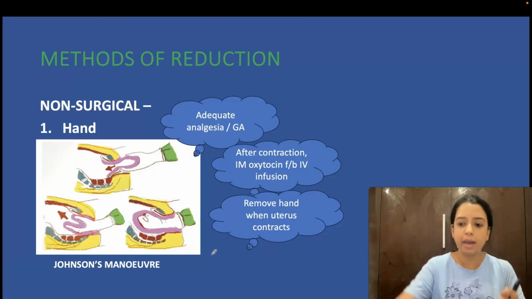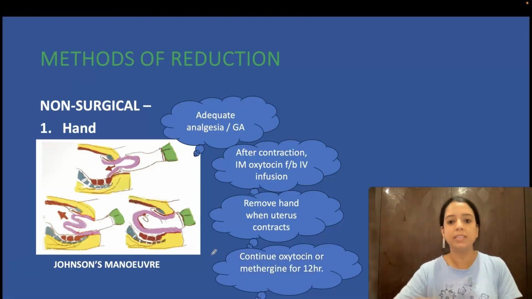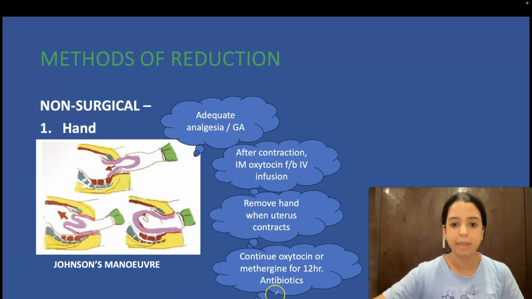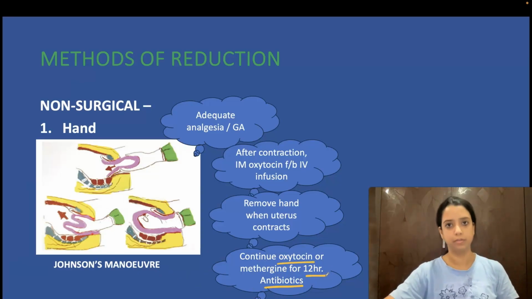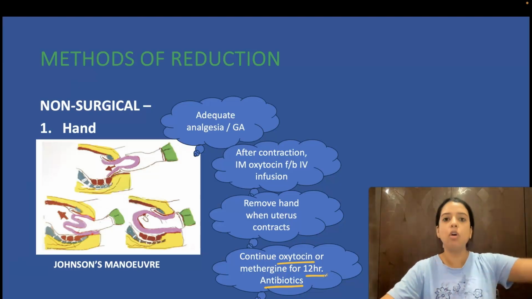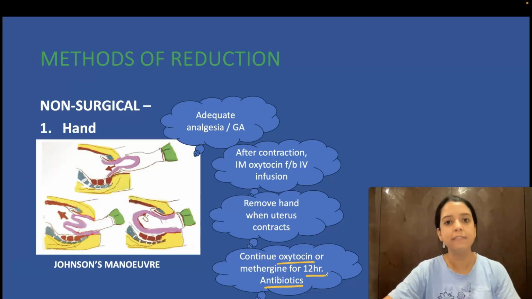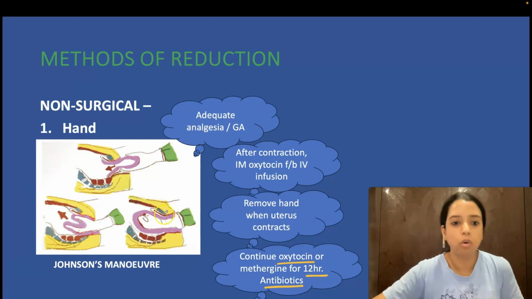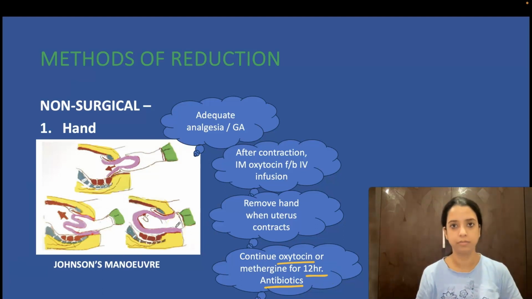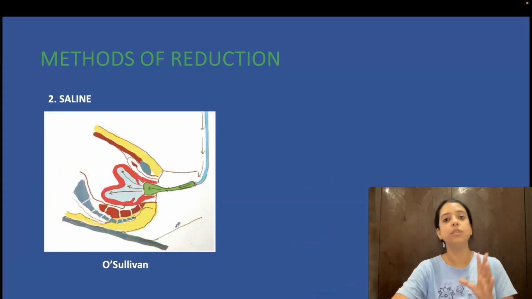Since you have done a lot of maneuvers, you will make sure that you keep the patient on antibiotics and you will keep the patient on uterotonics for at least 12 hours. So you will continue oxytocin for 12 hours and also you will give this woman antibiotics, since your whole hand has been inserted inside the uterus. This is Johnson maneuver. Another method is using saline.